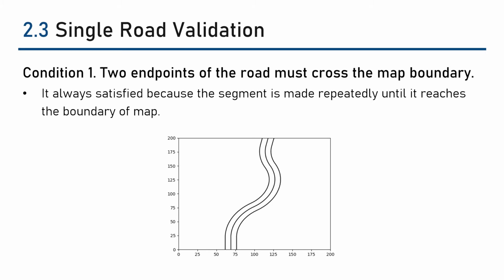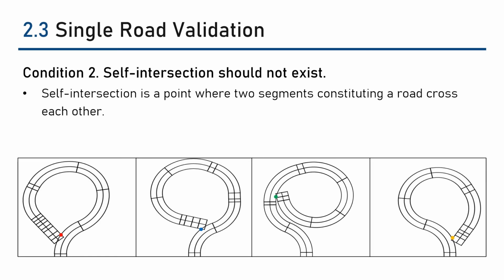Autonomous vehicles should be able to drive on the generated road network. Therefore, a validation process is required after generating roads and road networks. In order for a single road to be valid, 2 conditions must be satisfied. First, the 2 endpoints of the road must cross the map boundary. This condition is always satisfied because the segment is made repeatedly until it reaches the boundary of the map. Second, self-intersection should not exist. The figure shows 4 cases of self-intersection.